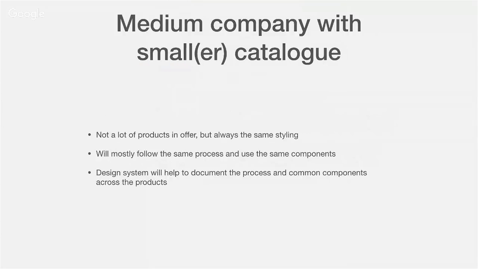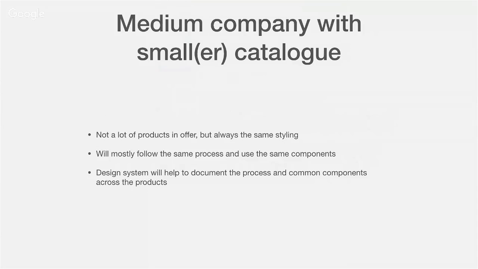We also have, let's say, a medium-sized company with a smaller catalog. So they don't have a lot of products on offer, but they always use the same style. This could be maybe a bank, but that's not a medium company, but could be a bank that has different apps, but you always need to see that it's from that bank. So they always use the same styling, they use the same interactions in most of their apps. So it has to be visible that it's the same company.